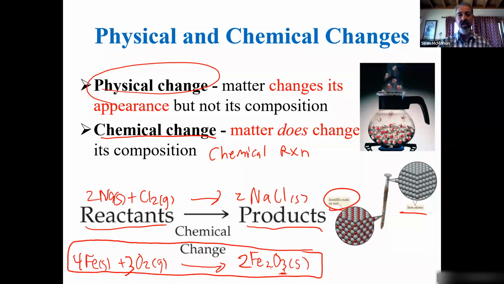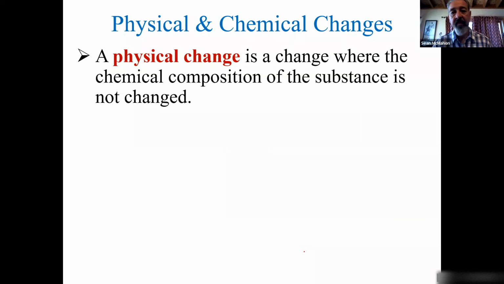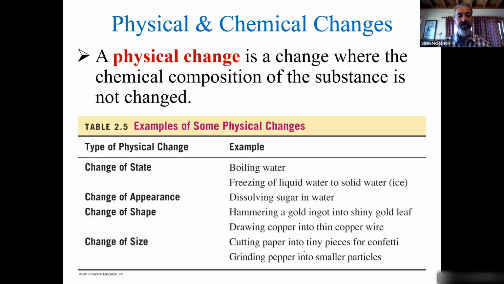We can change it and transform it, but we can't create it. It'd be pretty awesome, but we can't. So a physical change is a change where the chemical composition of the substance is not changed. Here are some examples, right? So I might have a change of state. I'm changing, but it's still a physical change.